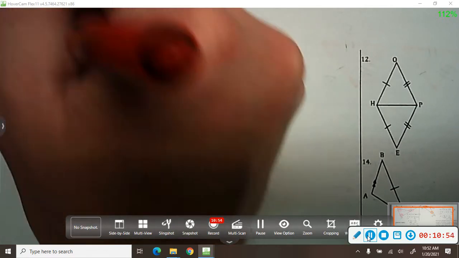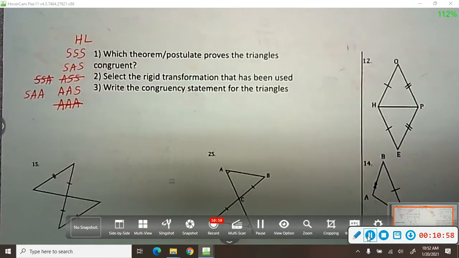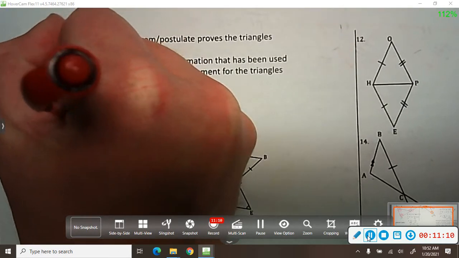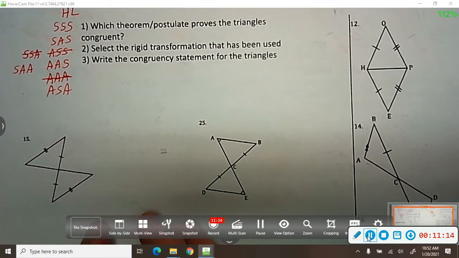And then there's also one called hypotenuse leg if you have a right triangle, which, looking here, I don't see any square to show that they're 90 degrees. So I'm not going to use HL on any of these. And then another one is angle, side, angle. So let's go through these, and we're just going to do one thing at a time. I'm going to do step one. Which theorem proves the triangle is congruent?